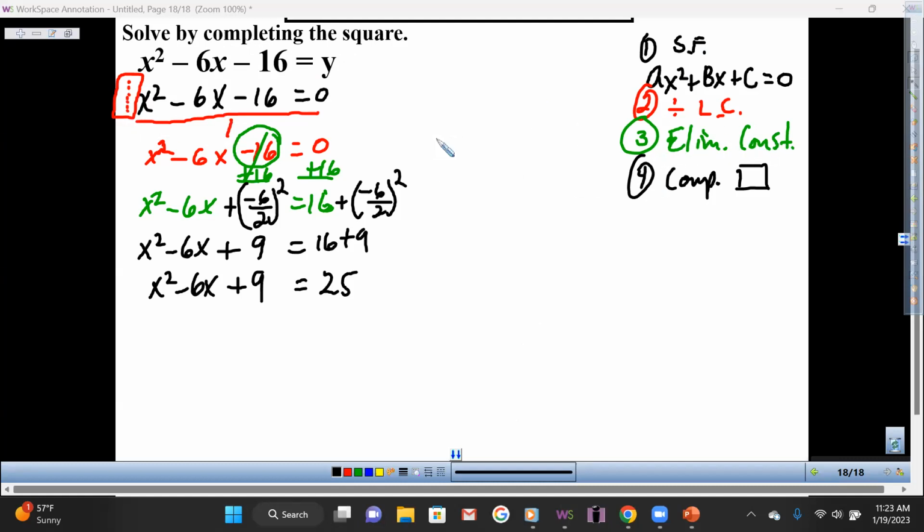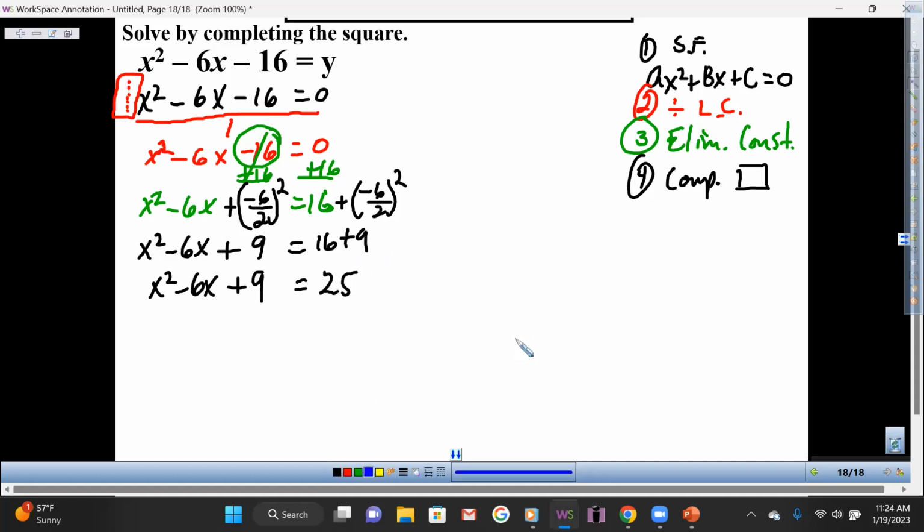Step 3, eliminate the constant. The constant was the number without the variable, which is -16. What is the inverse of that? Add 16 to each side. Step 4, complete the square. How did we complete the square? Well, we took -6 divided by 2 squared to each side, and -6 divided by 2 is -3. -3 squared is 9 for each. And then we simplify and we're there.